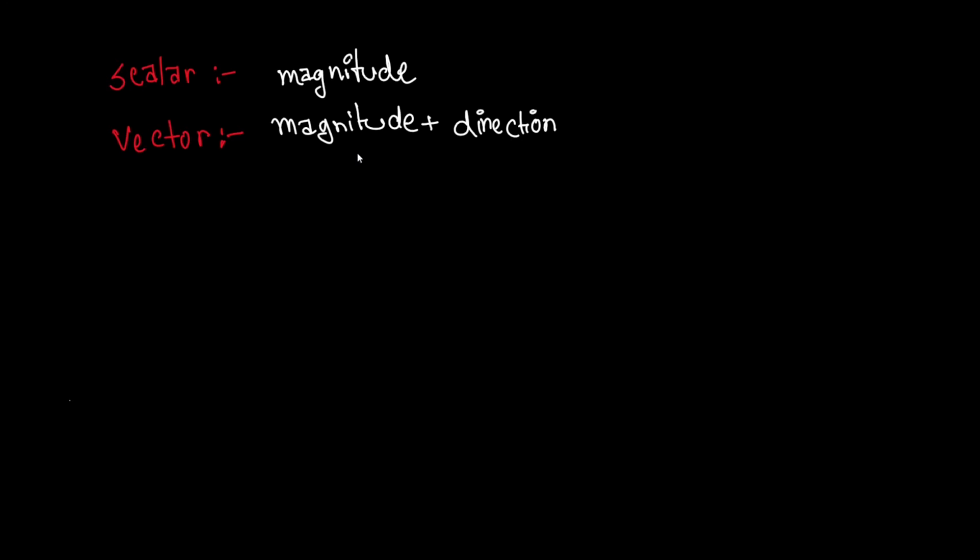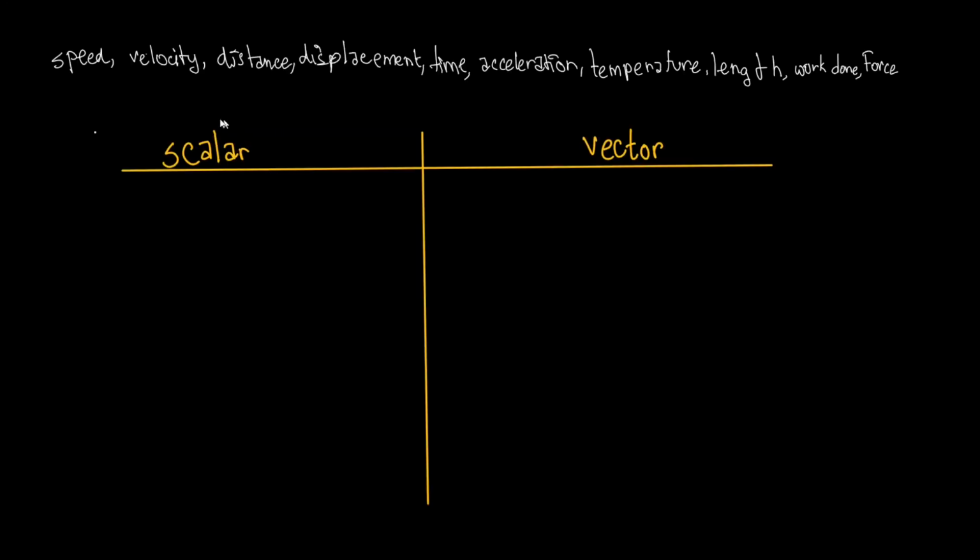So with this simple definition, let's look at some examples of scalar and vector quantities. Here we have a few quantities listed. Now our task is to group these quantities into scalar quantity and vector quantity accordingly.